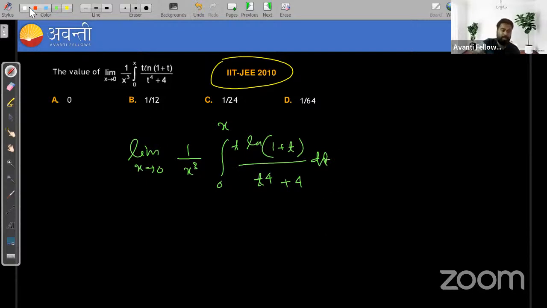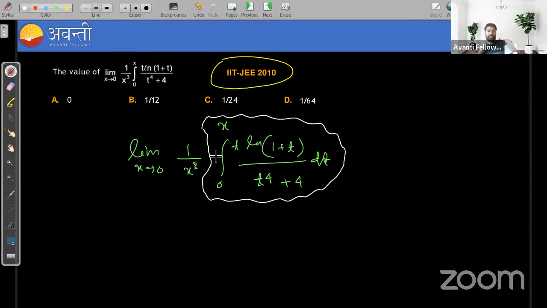First, this should come to mind: how we can integrate this, or how we can evaluate this integral. This is important, right? Here you can observe that in the limit portion, 0 and x, which is a variable, are present. So how can we evaluate the integral?